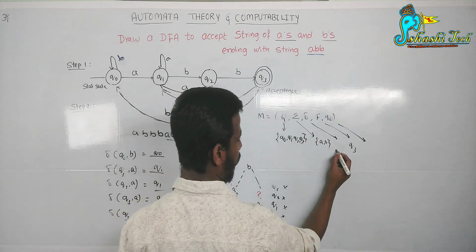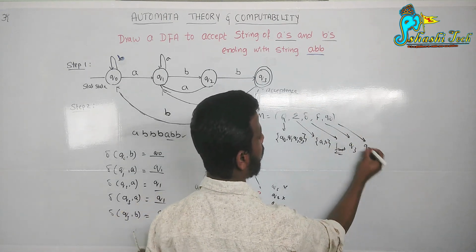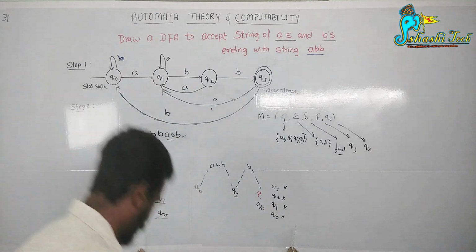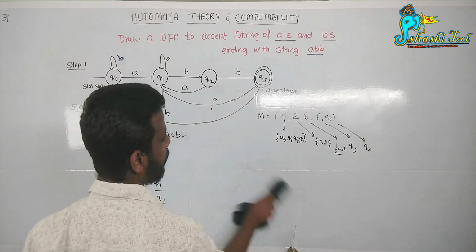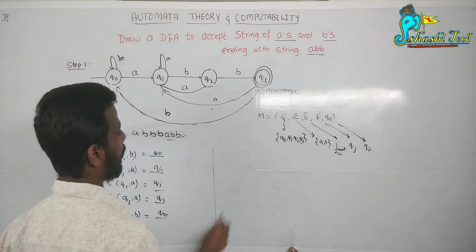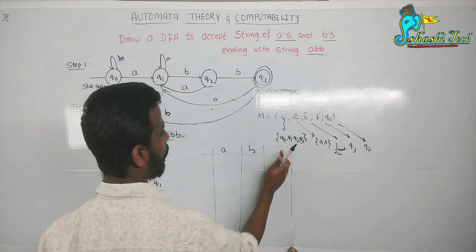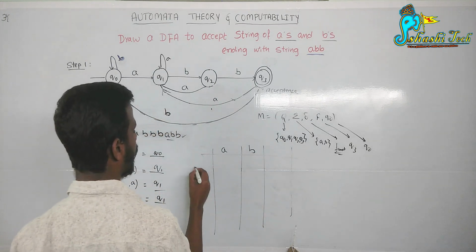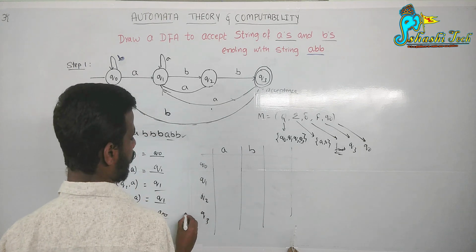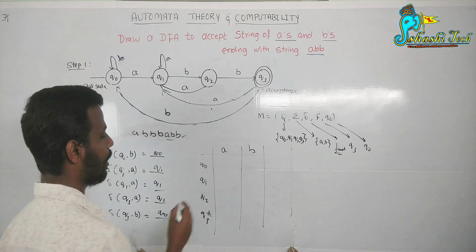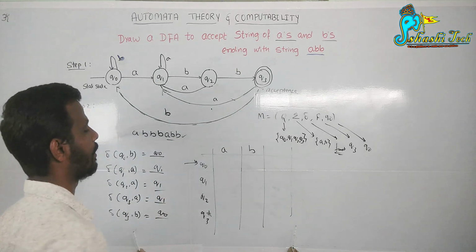Delta is the transition function. Q0 is the starting state. We shall write a transition table for this. The transition table is like this. A, B, and the rows Q0, Q1, Q2, Q3. Q3 is the final state, so I will put a star. Q0 is the starting state, so this is Q0 with the arrow mark.